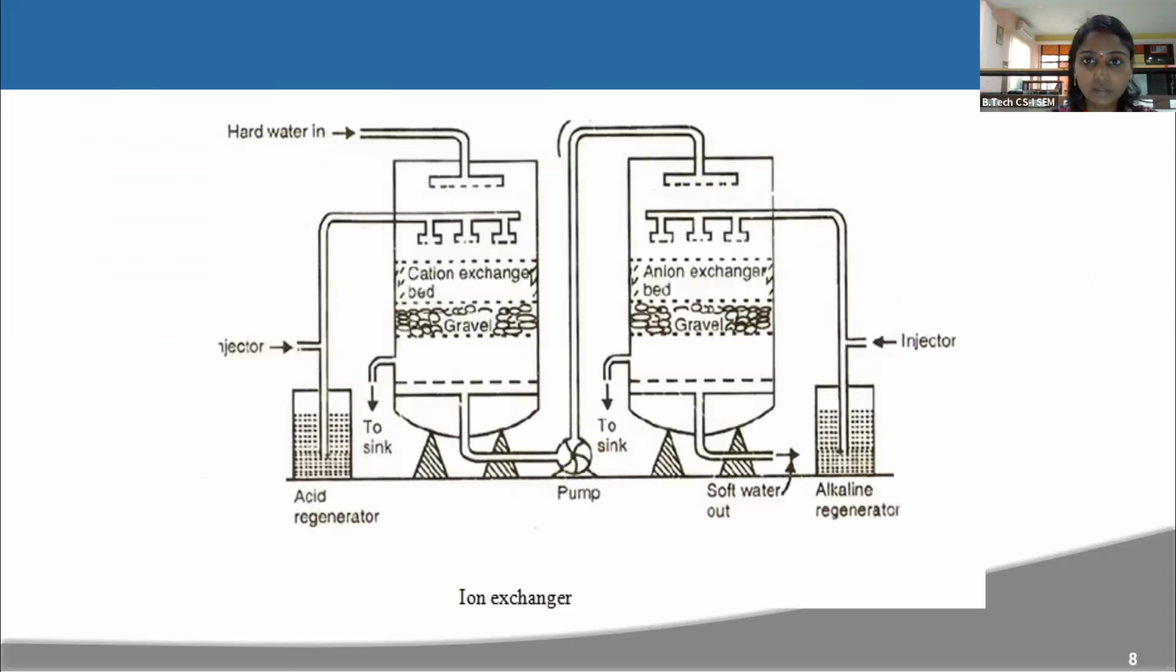Listen carefully, this is very, very important: the ion exchange process. This process requires two towers or columns. The first is the cation exchange column, which is packed with cation exchange resin capable of exchanging H plus ions. The anion exchange column is packed with anion exchange resin capable of exchanging OH minus ions.